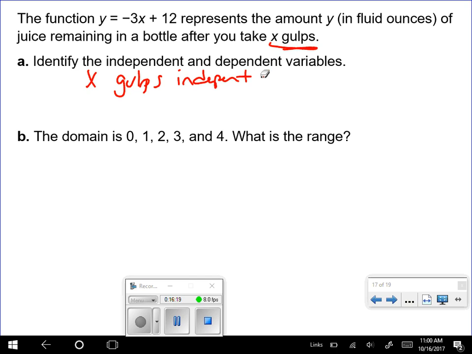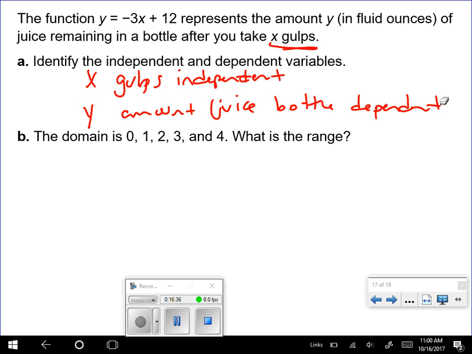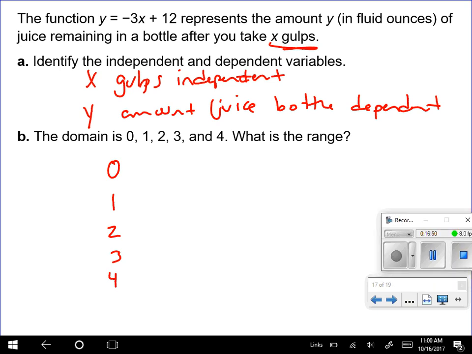I can't spell. And y is the amount of fluid or juice left in the bottle, which is the dependent variable. It says the domain is 0, 1, 2, 3, and 4. Remember, your domain is all of your input options. So 0, 1, 2, 3, and 4 are all of your input options, your independent variable options.